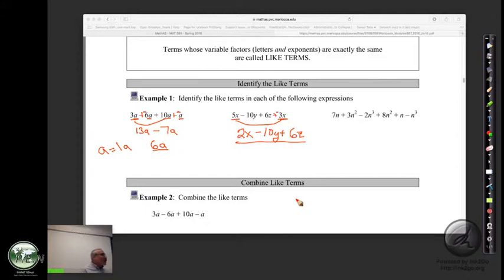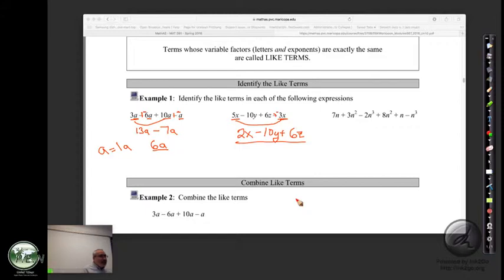That's maybe the hardest part of the lesson, figuring out when you're done, because you feel like you want to do more, right? Because that doesn't look all that simplified, but that's all we can do. We can only combine, with addition or subtraction, terms that are absolutely alike. Good. So far, so good? Okay.